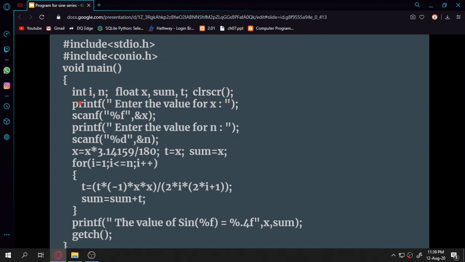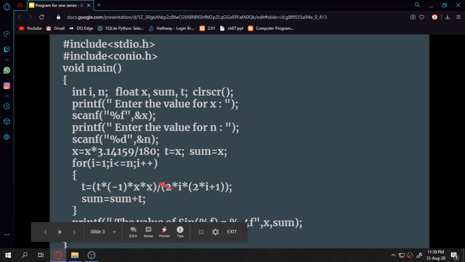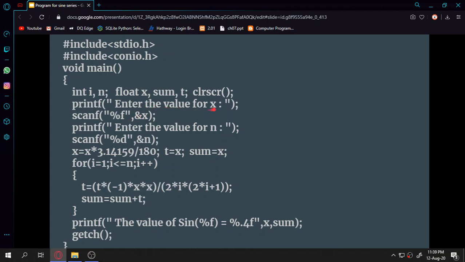So first I need the x value, the i value, as well as the n value. The i value comes from the loop, and the x value I have to get as an input. So x is a floating point variable. So printf enter the value of x, scanf percentage f, ampersand x, because x is a floating point variable. Now I have to get the n value, the number of terms.